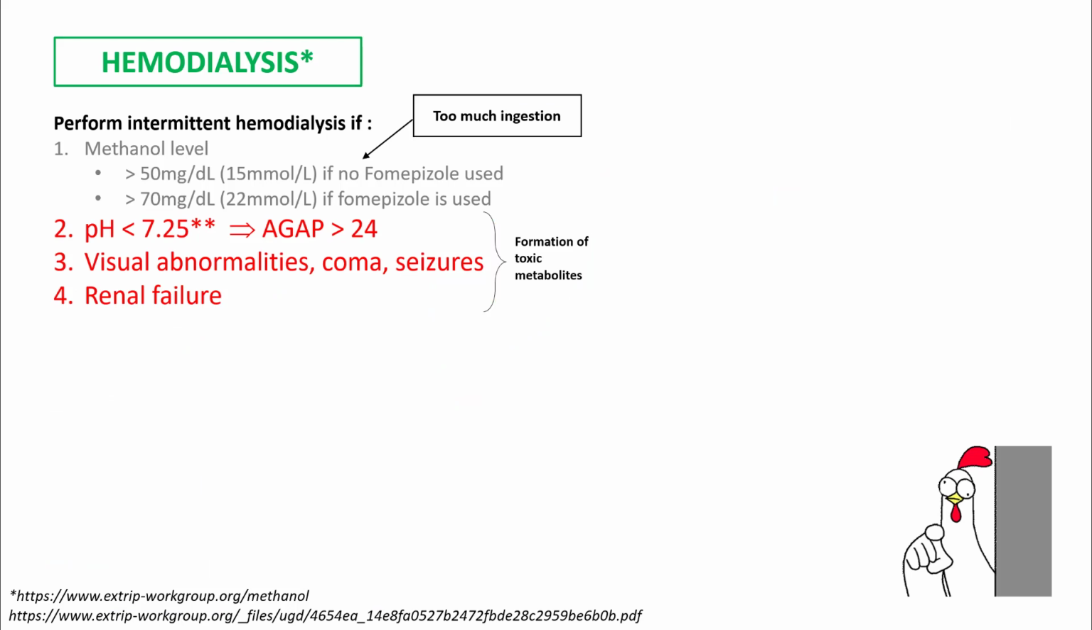So methanol levels more than 50 mg per dl if no fomepizole is used, or more than 70 mg per dl if fomepizole is used are indication for performing hemodialysis. You can figure out if there is formation of toxic metabolites if your pH is less than 7.25, which can result in anion gap of more than 24, or you have symptoms like visual abnormalities, coma, or seizures. Renal failure is another indication for hemodialysis.